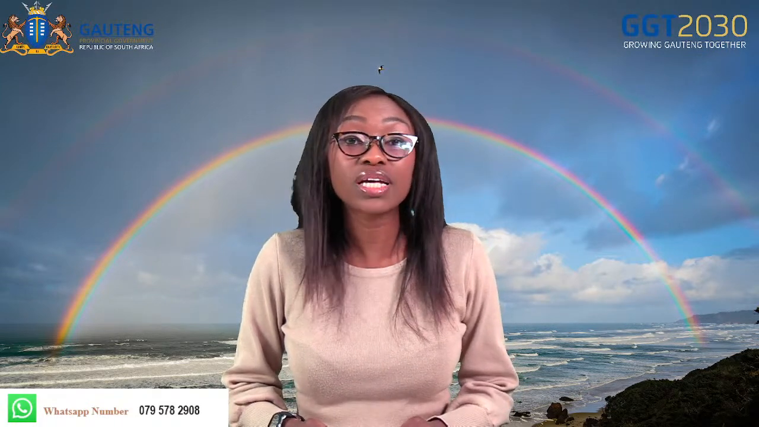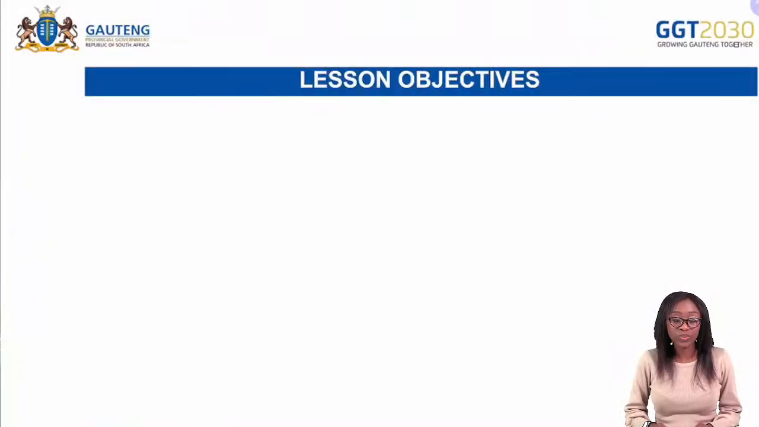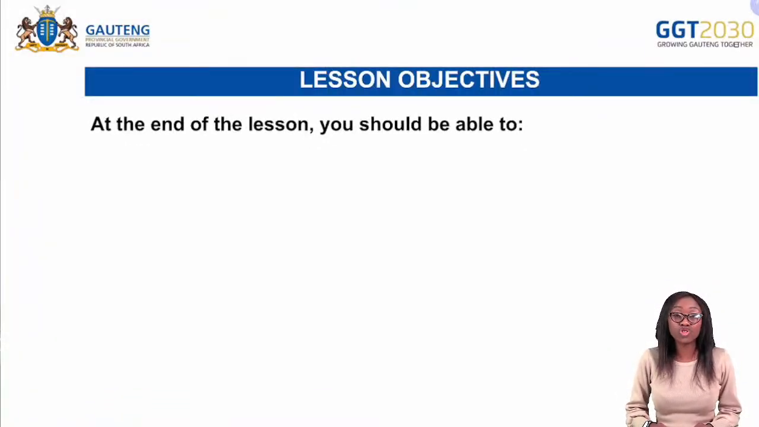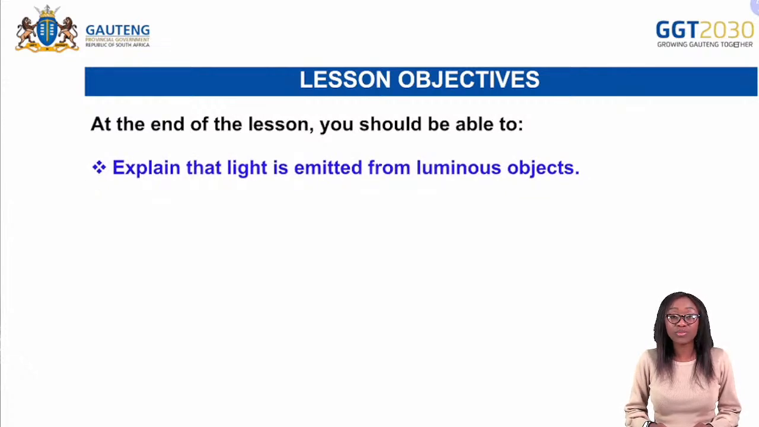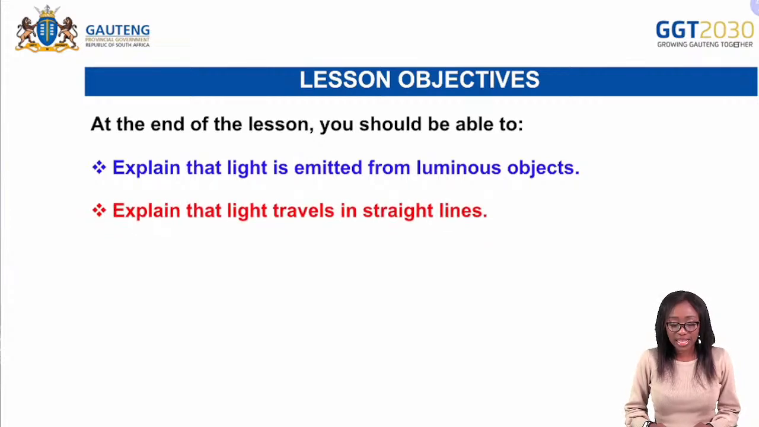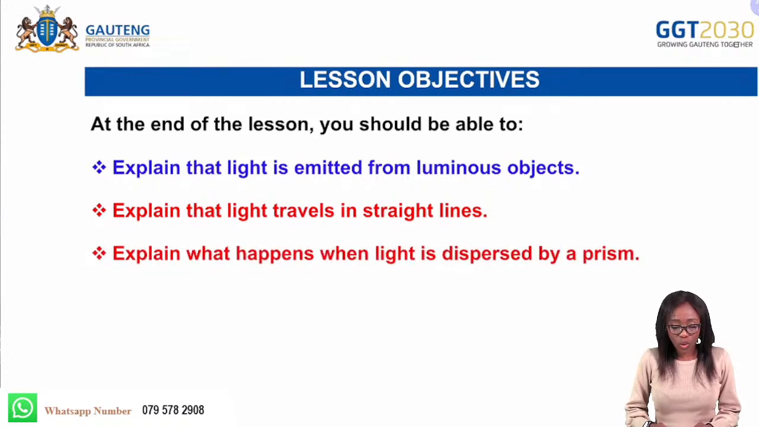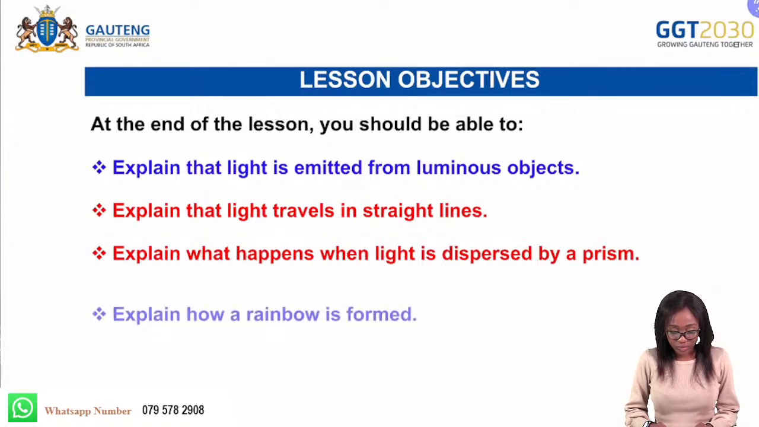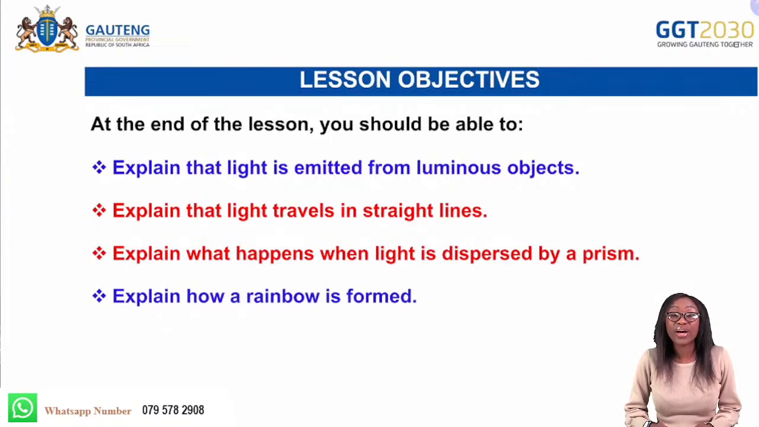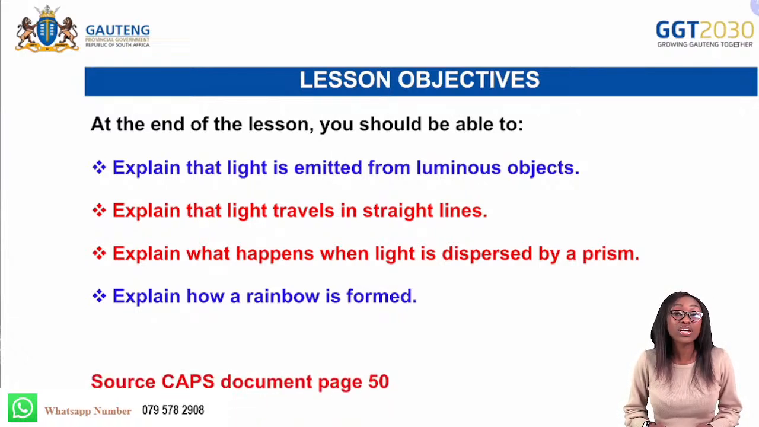So now let's look at today's lesson objectives, which are the goals that we aim to achieve by the end of today. At the end of the lesson, you should be able to explain that light is emitted from luminous objects, explain that light travels in straight lines, explain what happens when light is dispersed by a prism, and explain how a rainbow is formed. And all of this is found on your CAPS document on page 50.